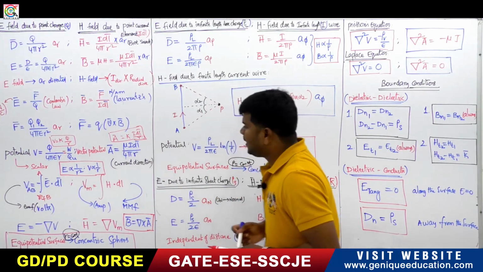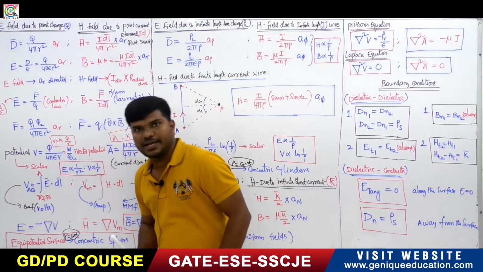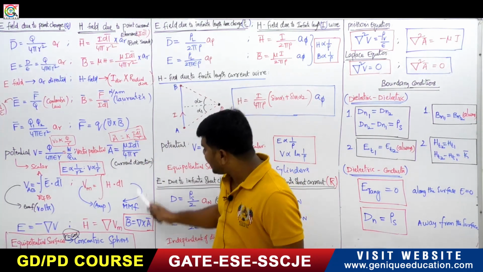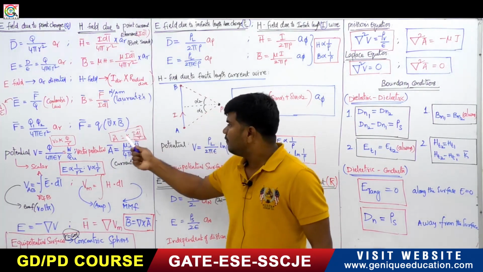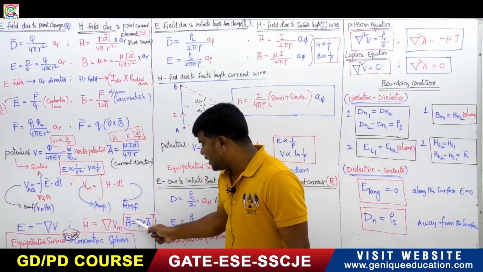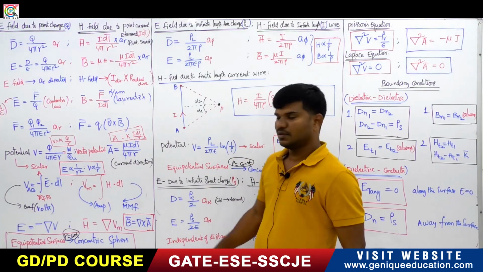Similarly, I am defining the electric field intensity as minus grad V. And I am writing the magnetic flux density in terms of the vector magnetic potential as B equals del cross A, and it is a very well known relation.